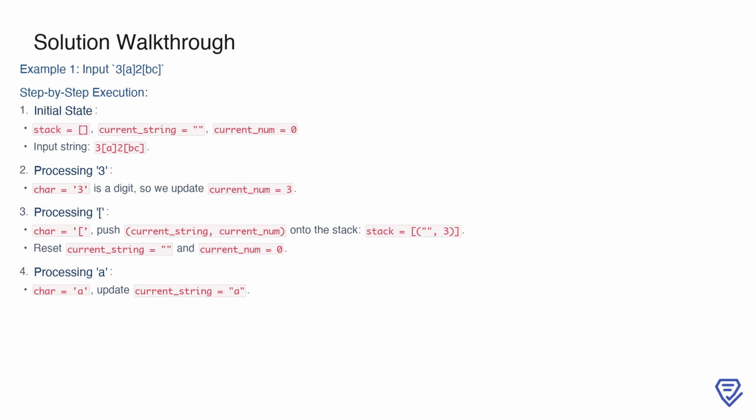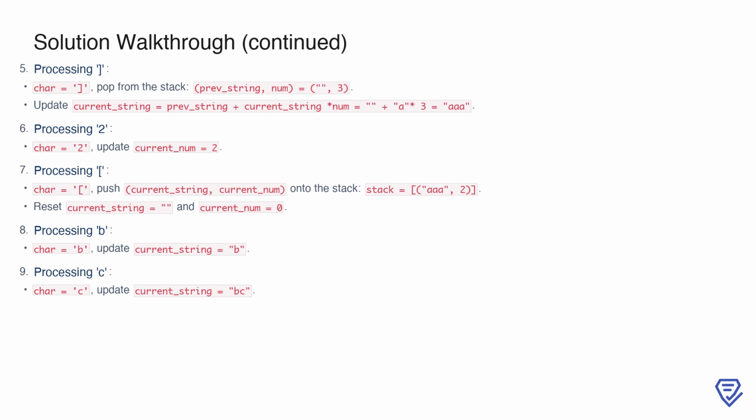Next, we process the character a, which is a letter, and append it to our current string, making it a. When we encounter the closing bracket, this signals the end of the current encoded segment. We pop from the stack, retrieving the previous string and number, which are an empty string and 3. Using these, we construct the new current string by repeating the substring a 3 times and appending it to the previous string, resulting in aaa.